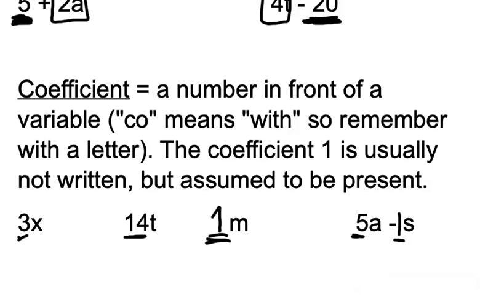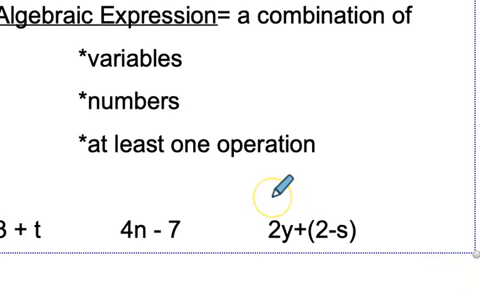It's an important reminder, or important distinction you need to remember. And then if we know what a coefficient, a constant, a variable is, then we know what an algebraic expression is. It's going to be a combination of three things. We need to have variables, so if it doesn't have variables, it's not an algebraic expression. We need to have numbers, and we need to have at least one operation. So all of these are algebraic expressions.